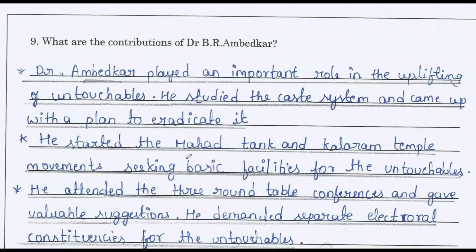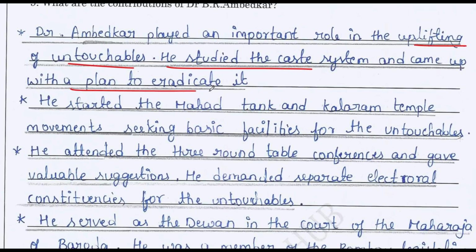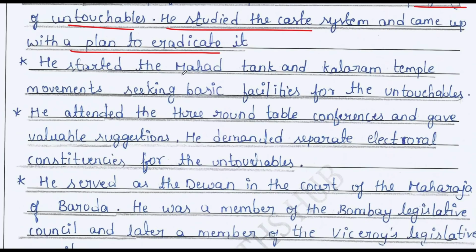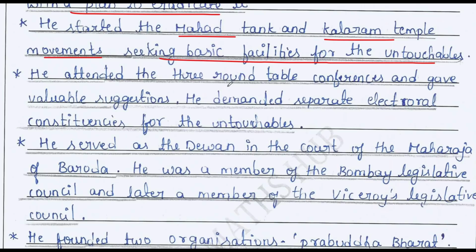Next important question, contributions of Dr. B.R. Ambedkar. Dr. B.R. Ambedkar played an important role in the uplifting of untouchables. He studied the caste system and came up with a plan to eradicate it. He started the Mahad Chavdar Tank and Kalaram temple movements seeking basic facilities for the untouchables. He attended the three Round Table Conferences and gave valuable suggestions. He demanded separate electoral constituencies for untouchables.